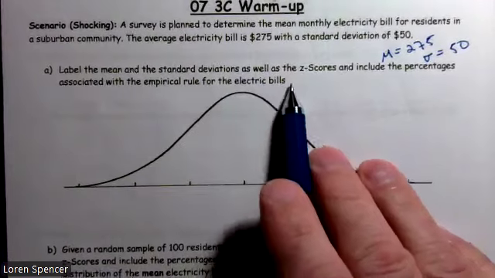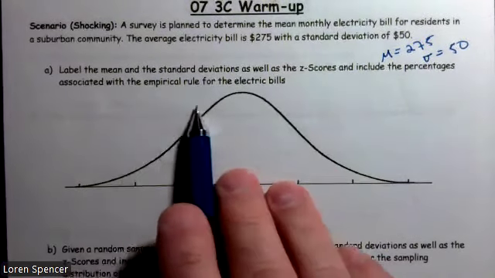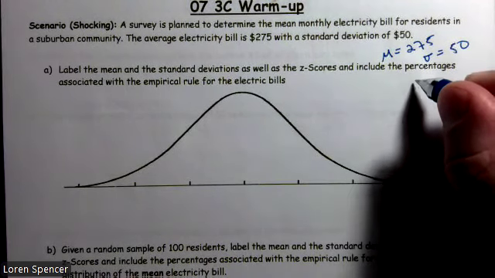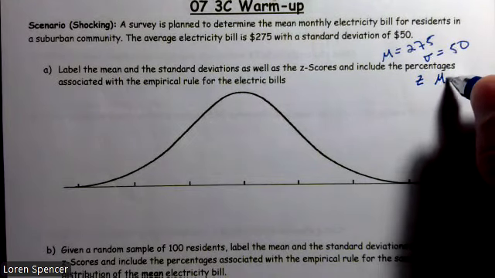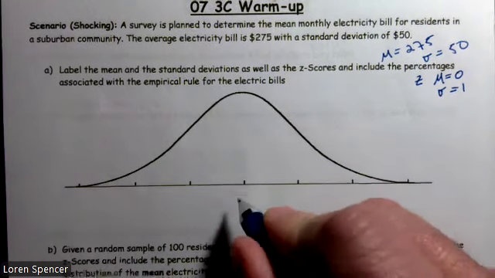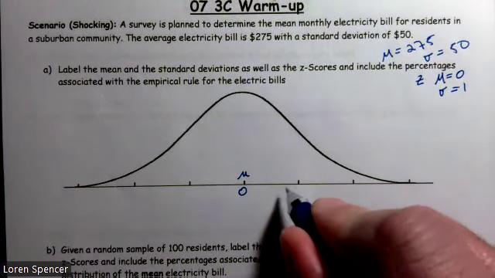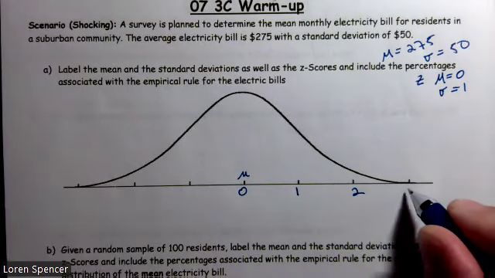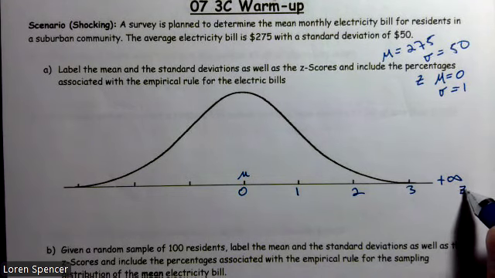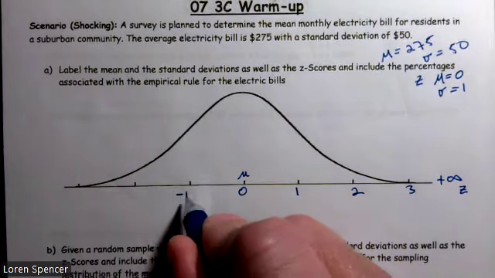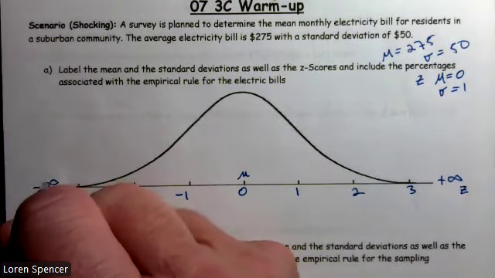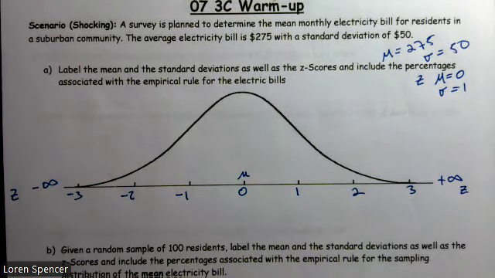Label the mean and standard deviations as well as the z-scores and include the percentages associated with the empirical rule for the electric bills. So let's start off with z-scores. Please remember all z-scores have a mean equal to 0 and a standard deviation equal to 1. And we're starting off with the z-scores because they're the easiest. So here's our mean, 0, 1, 2, 3 standard deviations above. Please remember this goes to positive infinity. We're going to label this z for z-scores. And this goes to -1, -2, and ultimately, it goes all the way to negative infinity. And once again, those are our z-scores.